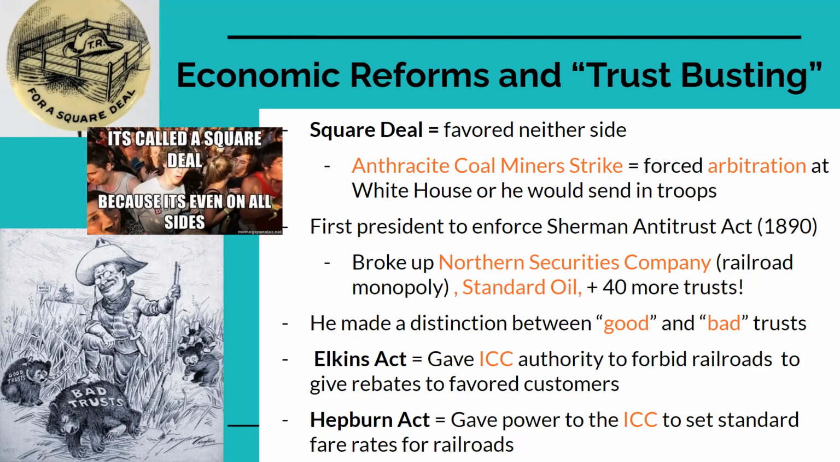He went after even the Standard Oil monopoly and the Northern Securities Company, which was actually one of Vanderbilt's most prominent railroad monopolies. So, I mean, these are big fish. But the difference here between him and Taft, in a minute, is that Roosevelt made a distinction between good and bad trusts. A good trust or a good monopoly is one that, with their dominance, can keep prices low. They can create efficiency.